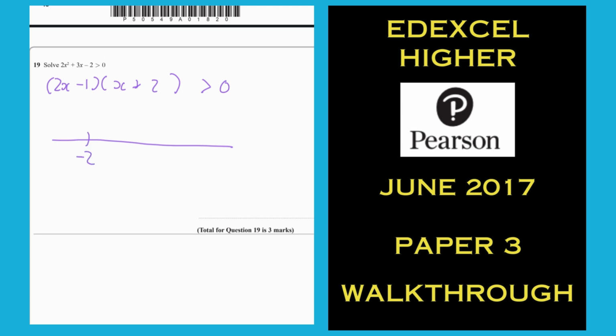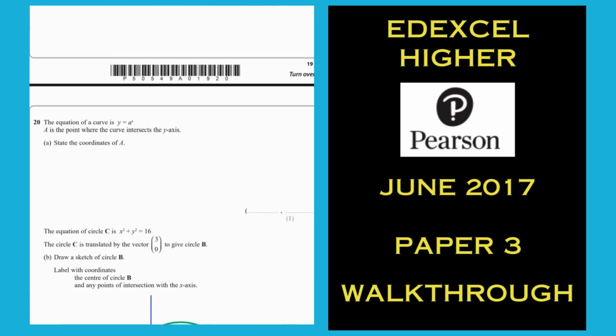-2 is one important number. Positive 1/2 is another important number. And it's a quadratic. So ultimately, that sentence is saying, where is the quadratic above the 0? It's that way and that way. So we want to be less than -2 or greater than 1/2.